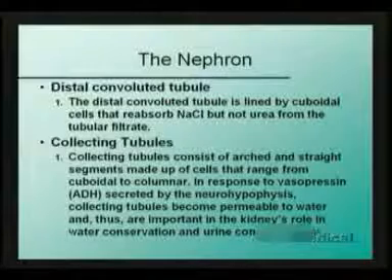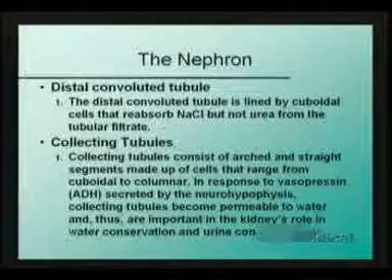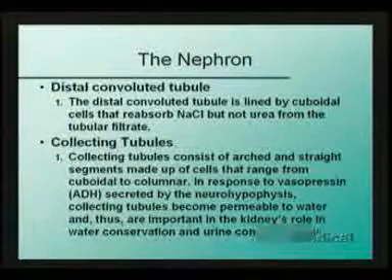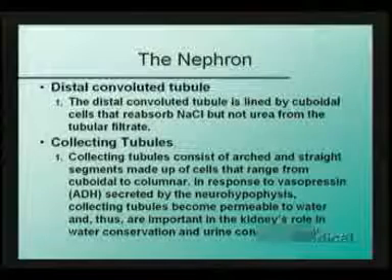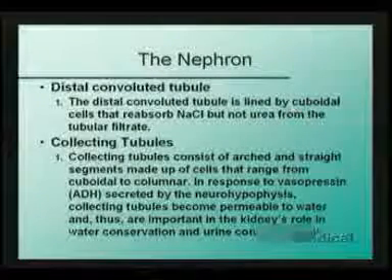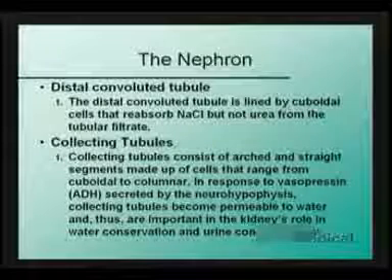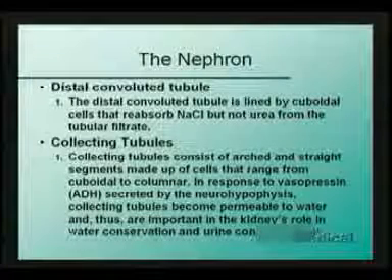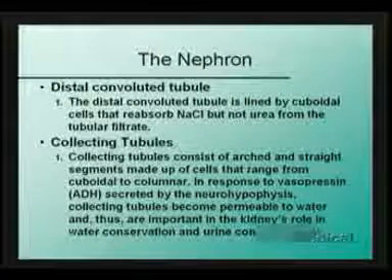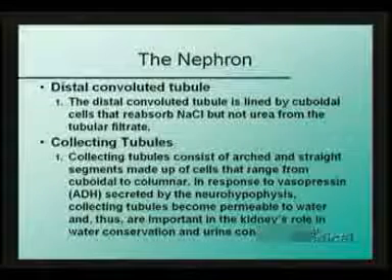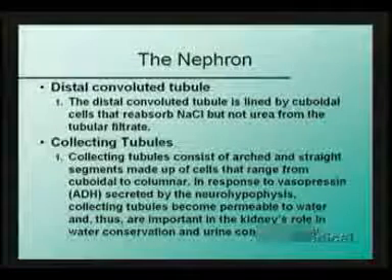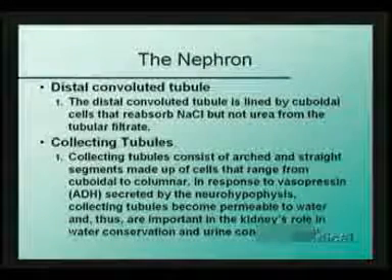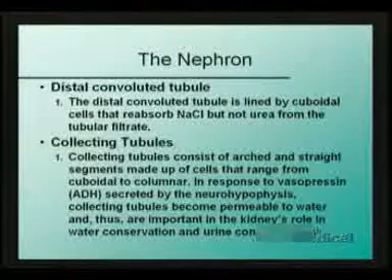The distal convoluted tubule is lined by a more cuboidal epithelium whose major job is to resorb sodium chloride, but now not urea, from the tubular filtrate. By the time we reach the collecting tubules, these are the part of the nephron that respond to antidiuretic hormone, or vasopressin, from the posterior aspect of the pituitary, and vasopressin regulates the permeability of the collecting tubules to water. So the collecting tubules become the final common denominator in regulating water conservation and the concentration of the resultant urine.